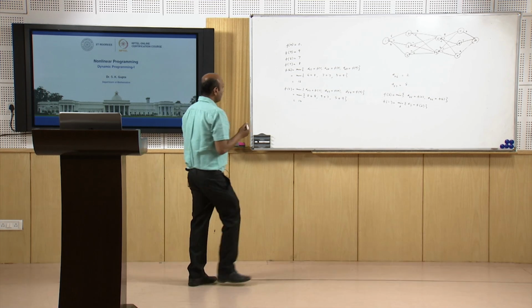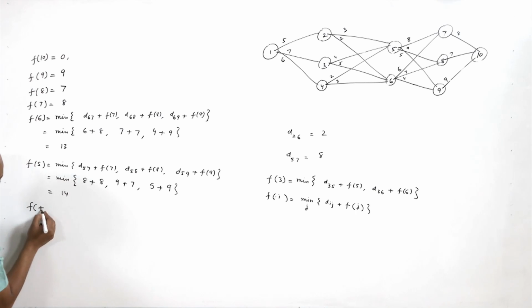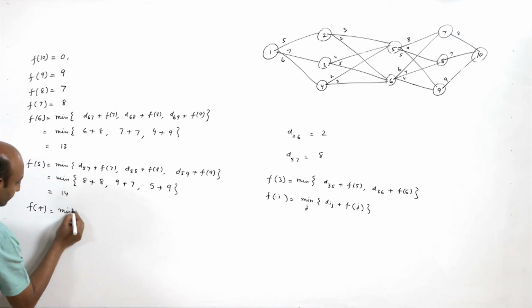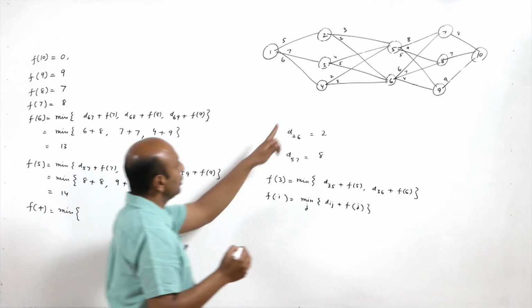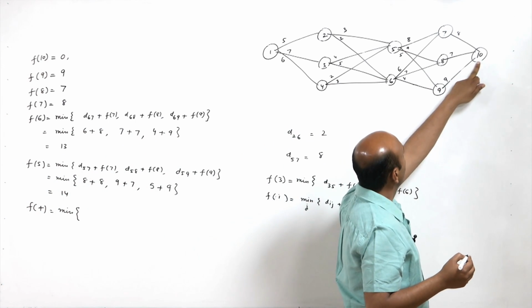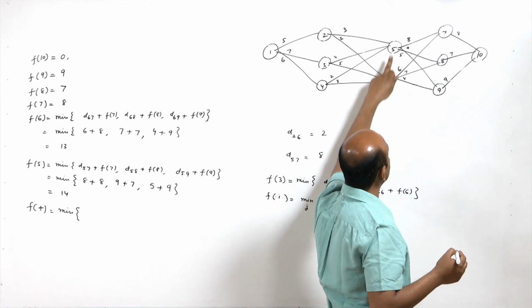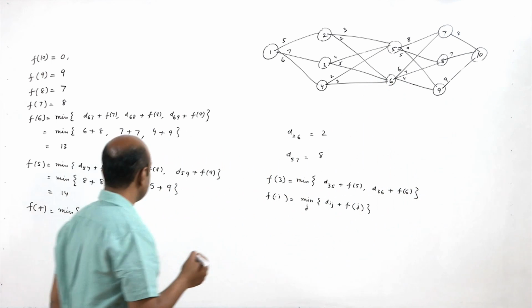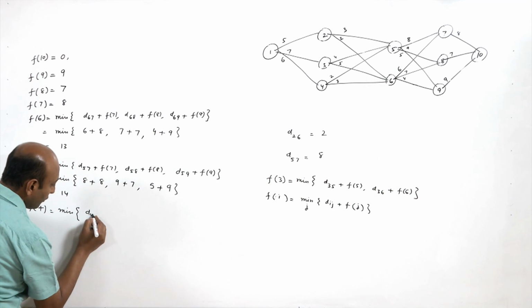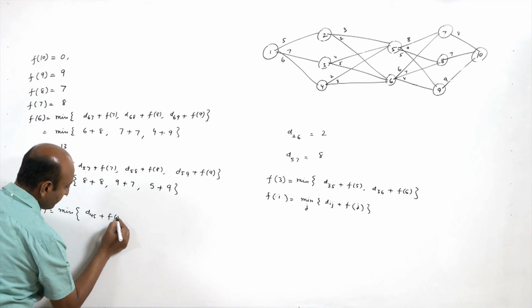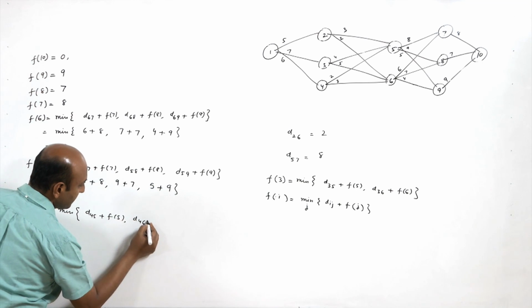Now we find F4. F4 will be the minimum of, from 4 to 10, first we have these two nodes, 5 and 6. So you first find D45 plus F5 and D46 plus F6.